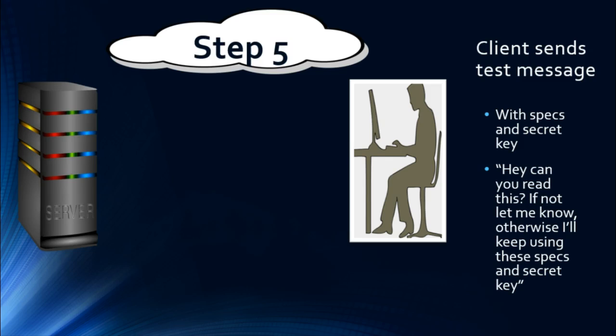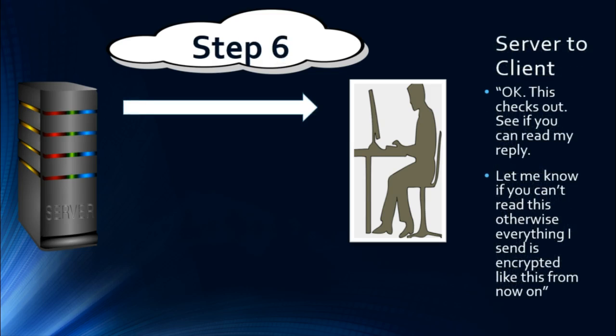Step 5, the client sends the server a message saying, can you read this? If not, let me know. Otherwise, I'll keep using this software encryption version and these algorithms and the secret key that I sent you. And then the server sends a message back, okay, this checks out. You check my message. So these final 2 steps are just testing and verification, and I just put them there for sake of completeness.